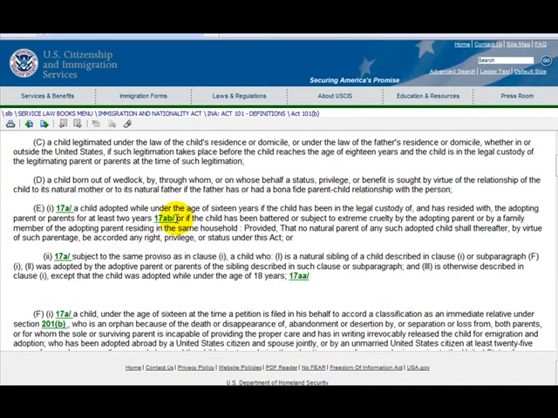Okay, so that's the part where it says at least 2 years, or if the child has been battered or subject to extreme cruelty by the adopting parent or by a family member of the adopting parent residing in the same household. So they also allow this part here for the battered child to gain child status, provided that no natural parent of any such adopted child shall thereafter, by virtue of such parentage, be accorded any right, privilege, or status under this act.